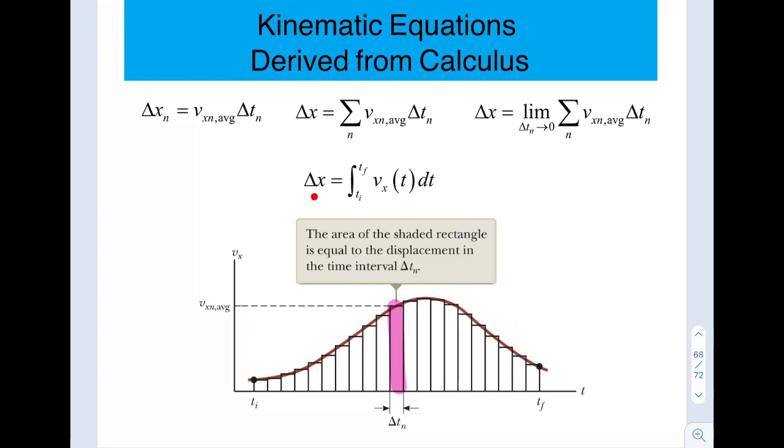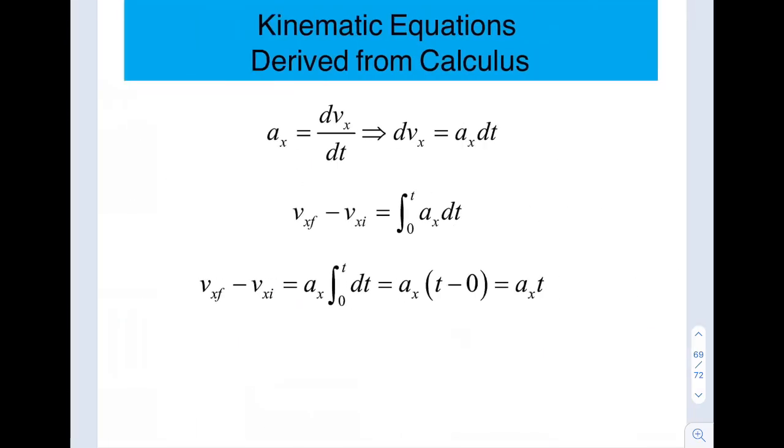The delta x now can also be written in terms of the integral or antiderivative of vx as a function of time, because it varies with respect to time. So this is how we derive the kinematics equation from calculus. Alright, let's take a look at a few more.